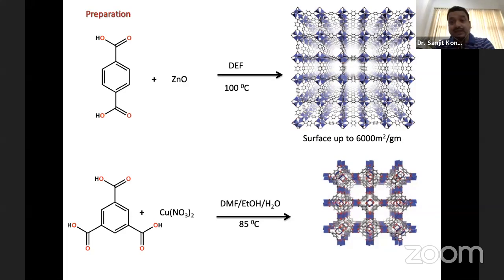You can get a crystalline product, a very well defined pore size, very well defined surface properties, and very well defined chemical properties due to the choice of the metal center. Like I chose zinc here, I chose copper here. It's not me, it's Yaghi's compound.